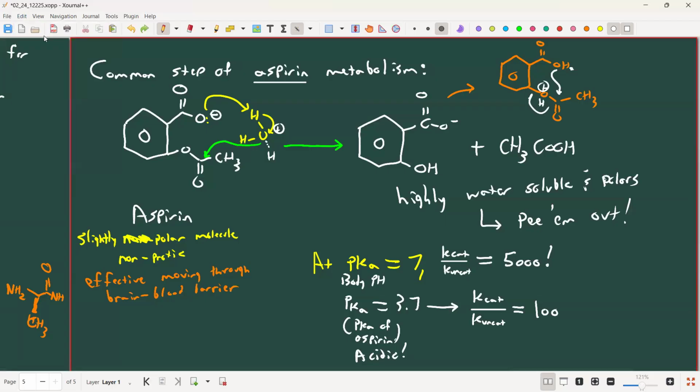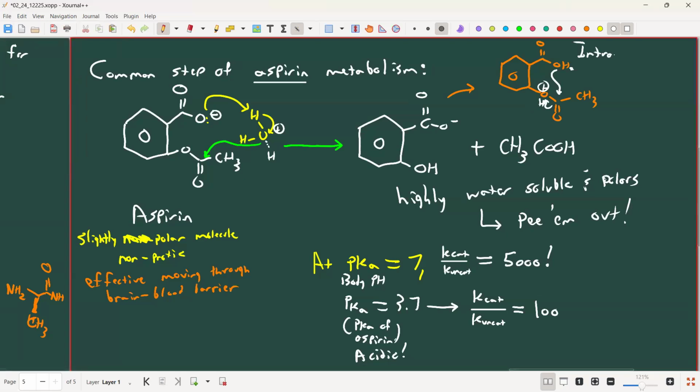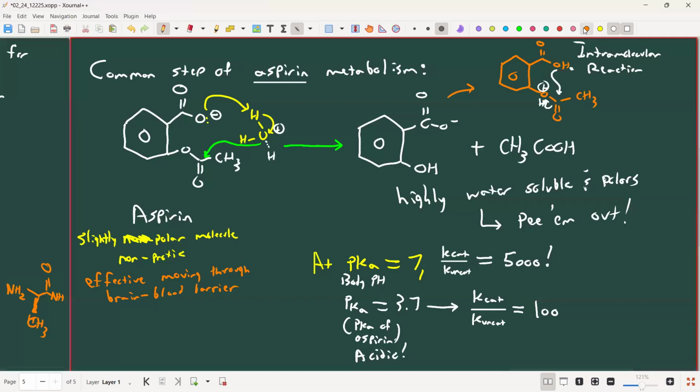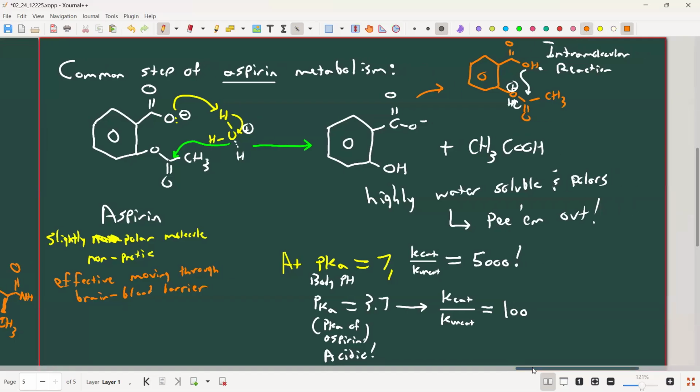Sorry, that's not it. Okay, and we make our molecule, right? So this is an intramolecular reaction where aspirin itself reacts with itself to hydrolyze itself. Right? And the water just acts as a proton stream. All right, so this is quite interesting.